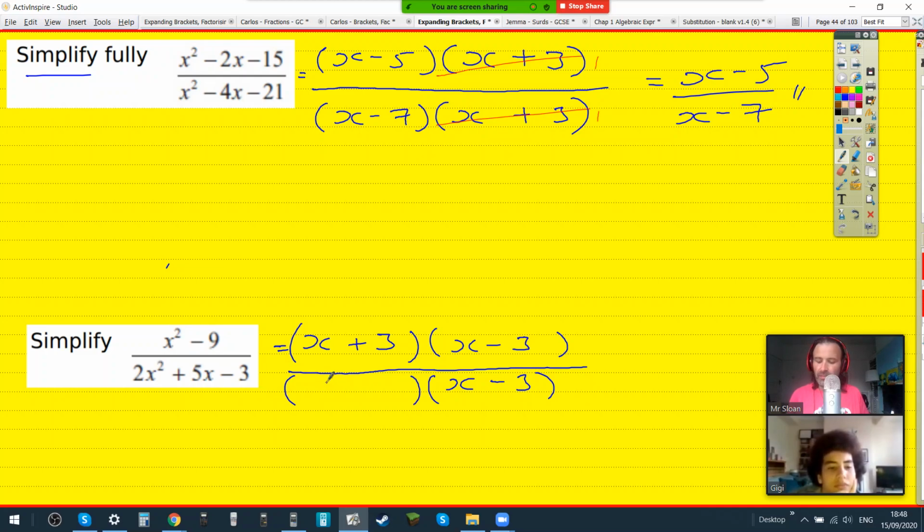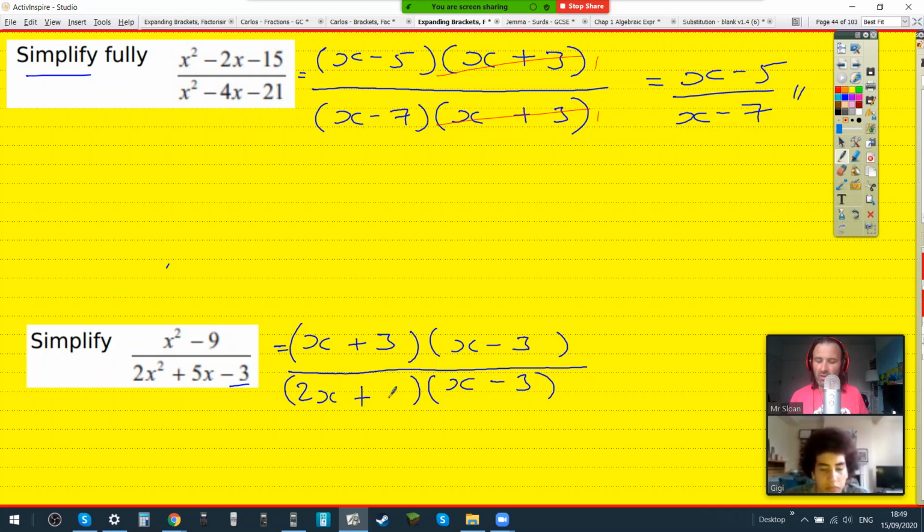Not sure. Well, x times what makes 2x squared? 2x. And we need to get -3. So it'd go here. +3.